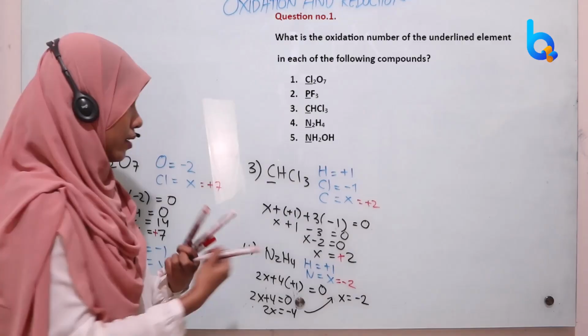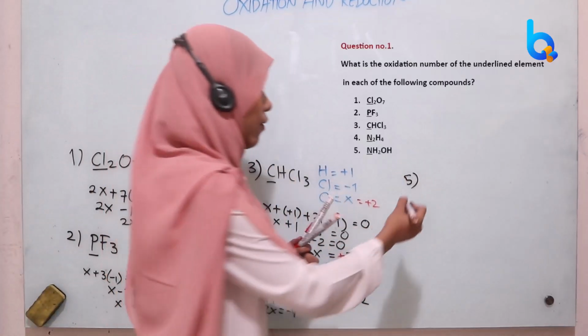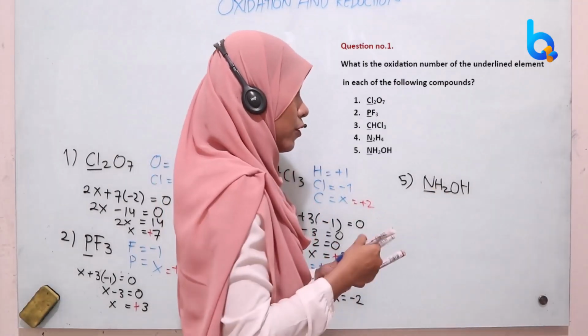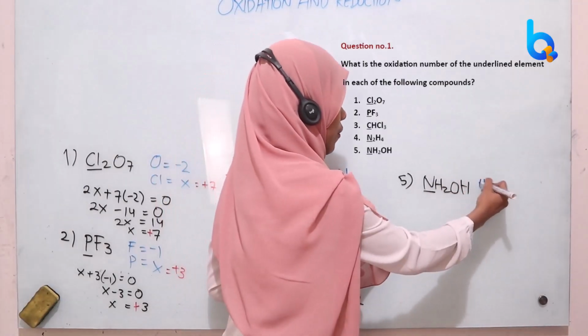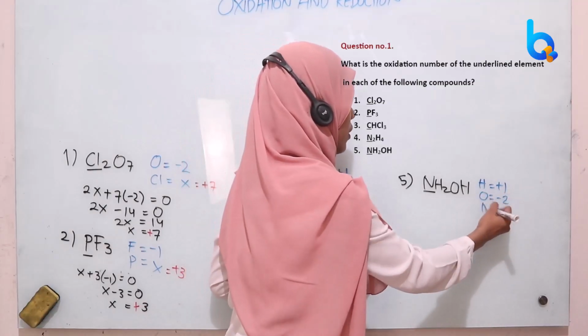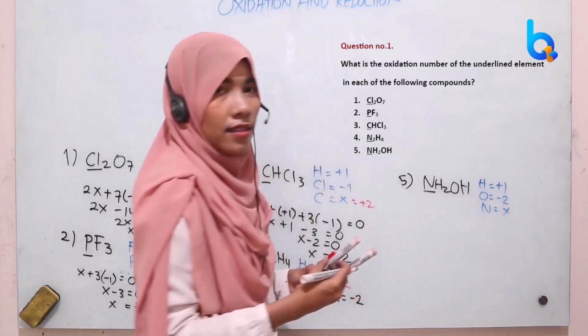And then the last number, number 5. So we have NH2OH. The underlying element here is the N. From the previous rules, we know that the oxidation number of hydrogen will be +1 and the oxidation number of oxygen will be -2. And we still don't know for nitrogen, so just let it be an X.